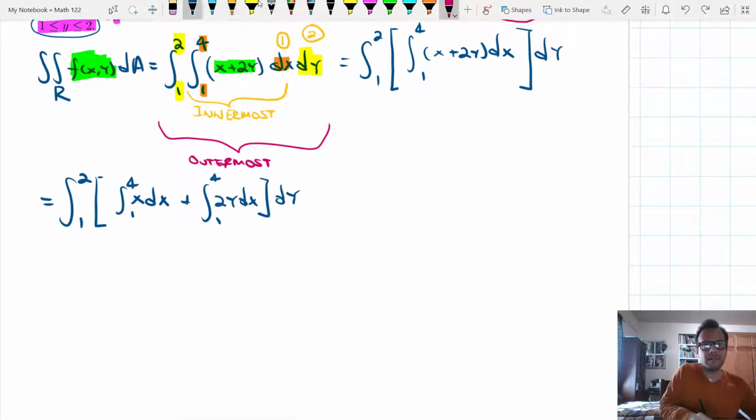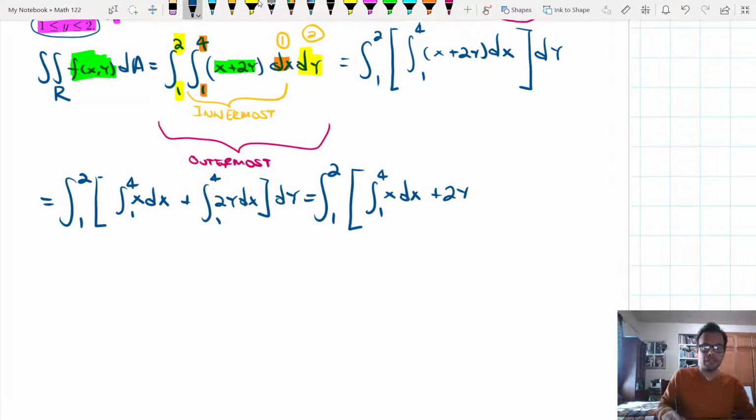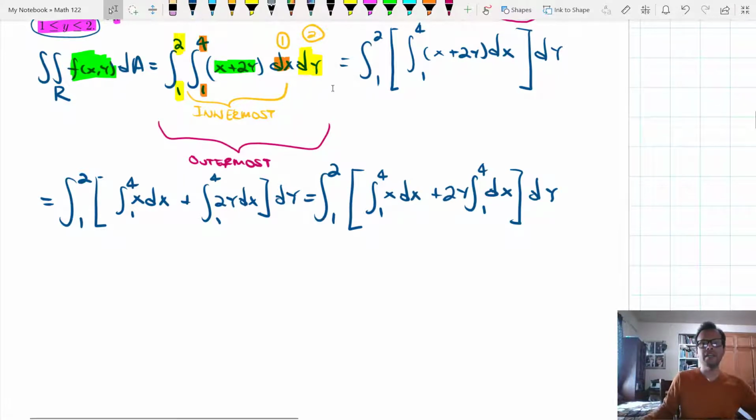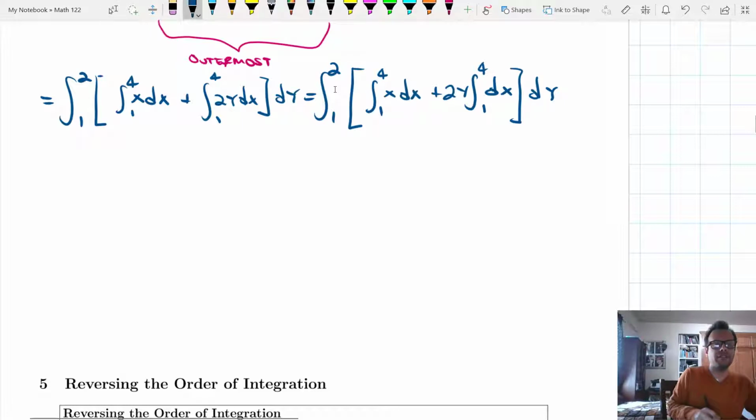Okay, so that's going to be equal to the integral from 1 to 2 of the function. I'm not going to integrate this one even though it is ready: x dx plus 2y. That goes outside of the second integral sign, because the integral only depends on x. So then the y. Okay, so now we're ready to evaluate these integrals.